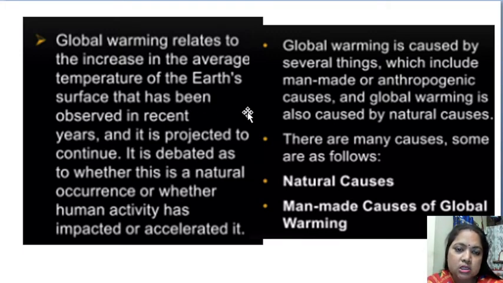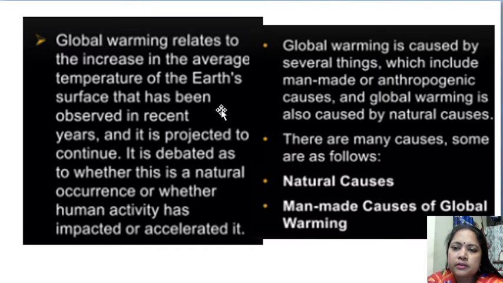Okay. So global warming relates to the increase in the average temperature of the Earth's surface that has been observed in recent years, and it is projected to continue. Means it is a continuous process, and it is debated as to whether this is a natural occurrence or whether it is due to anthropogenic activities. So we can say global warming is both a natural phenomenon and also an anthropogenic activity, because human beings are basically responsible for increasing these greenhouse gases by their different developmental activities.